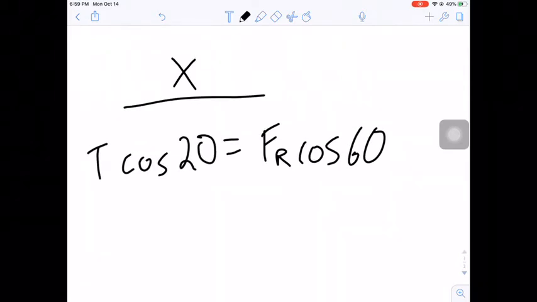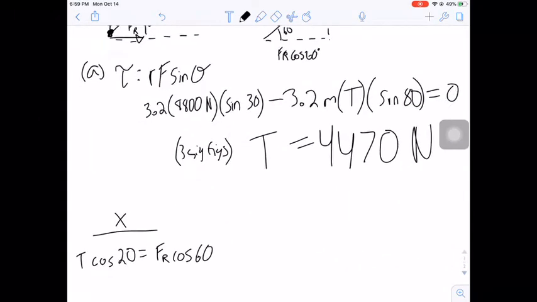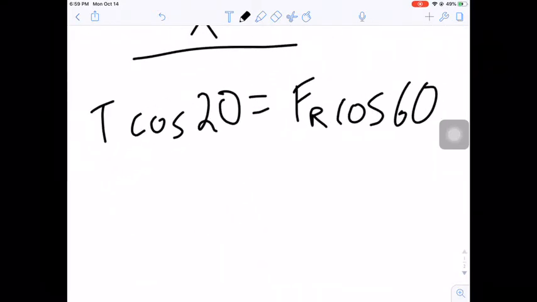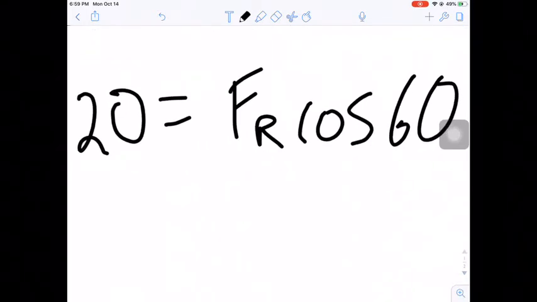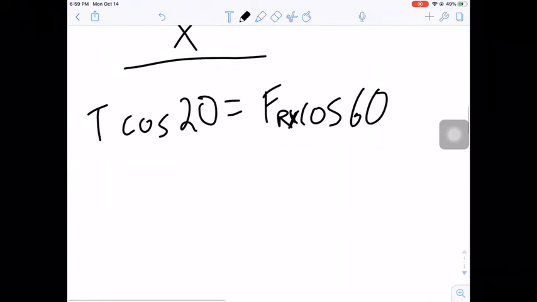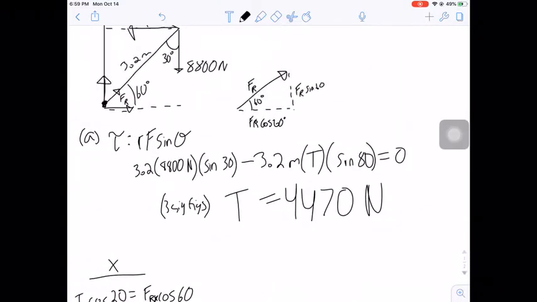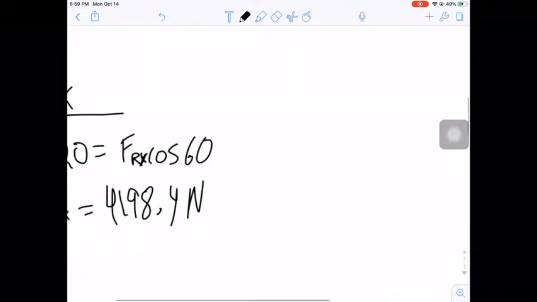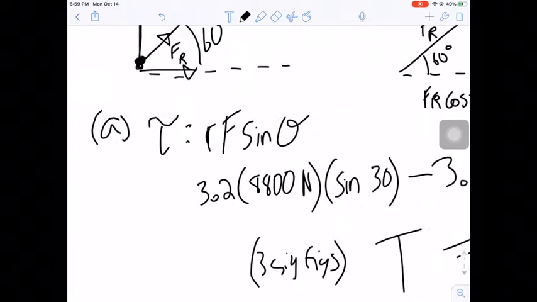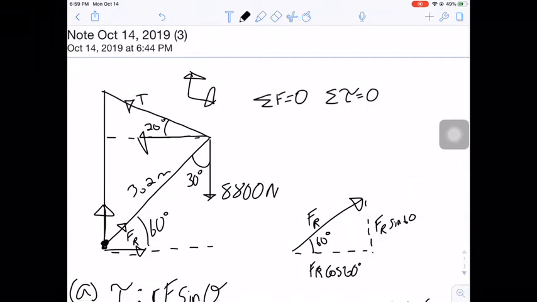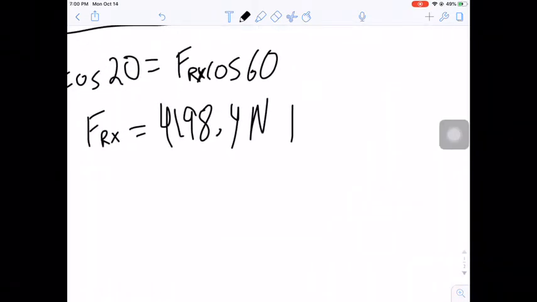We know our T, which we found in the first part, so we just plug that in and solve for FR, or rather FRX, because it's FR in the x direction. Solving this out, we get that FRX is equal to 4,198.4 newtons. As for the direction, that would be to the right. That's why it's positive too, because we can call up and to the right positive.